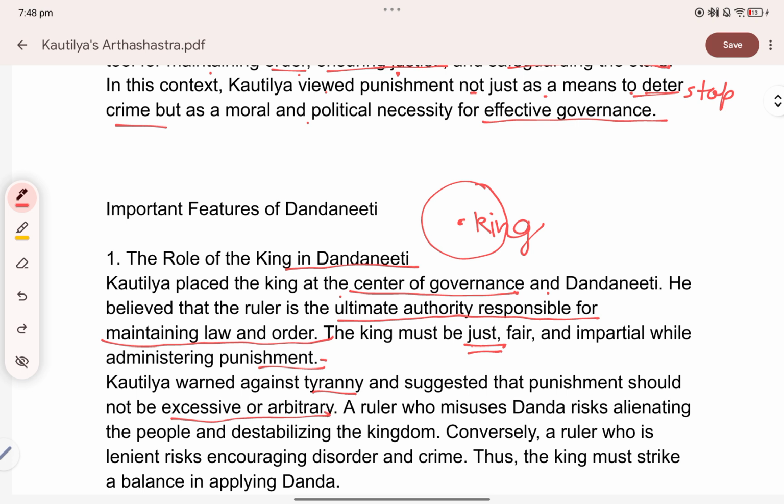He didn't want a king to become a tyrant, like a Hitler. He wanted it to be not very excessive or very arbitrary. He wanted someone who is just in everything. A ruler who misuses danda, that is, who makes the punishment excessive, risks alienating the people and destabilizing the kingdom.